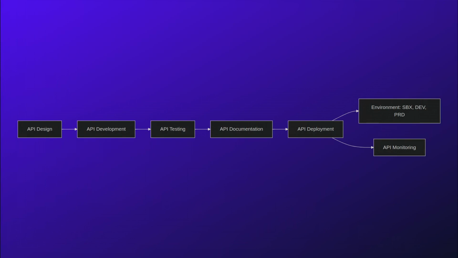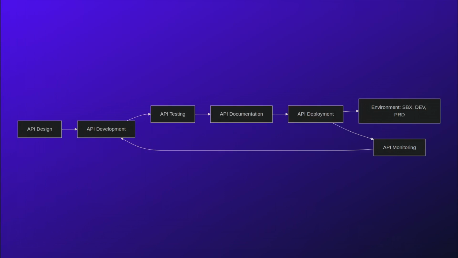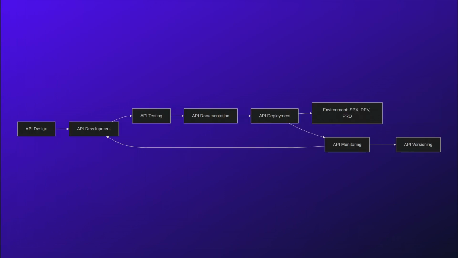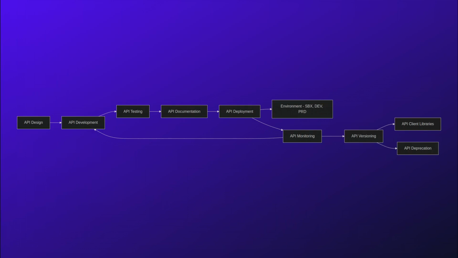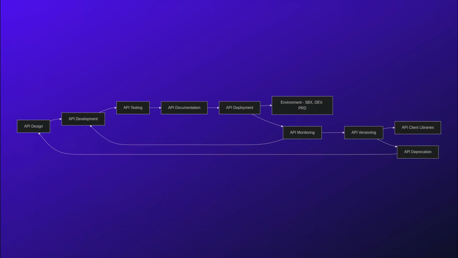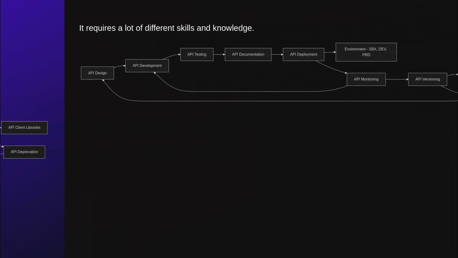The API will then be monitored, and depending on the outcome of the monitoring, we will maybe go back to development and start to fix things, or if everything works well, we will maybe version the API, move forward, and also create client libraries, as the API will be used by different devices or different applications. At this point, we are also starting to think maybe about deprecations, and with this cycle we start all over again with designing and so forth.